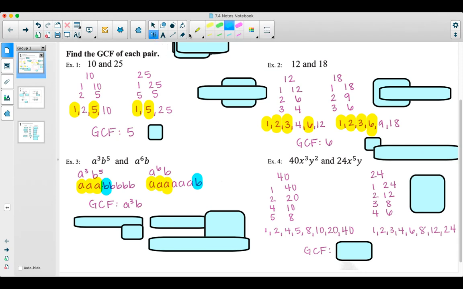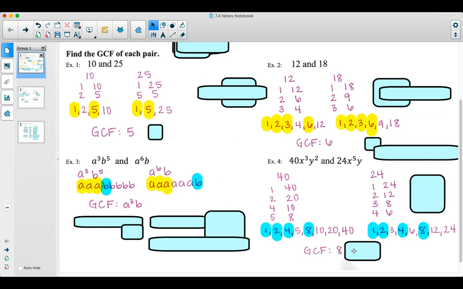Now let's determine what we have in common. They both share a 1. They both share a 2. They both share a 4. No 5. They both share an 8. And that seems like it's my greatest. So my greatest common factor number-wise should be 8.